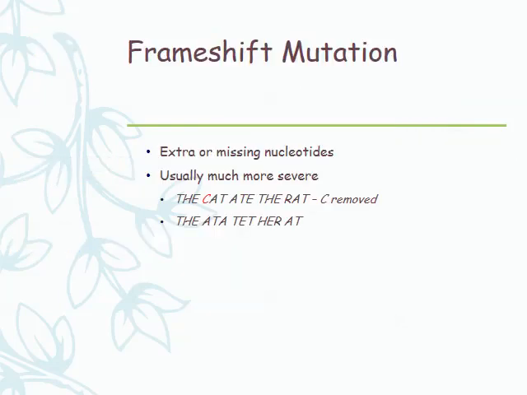More severe is a frame shift mutation. This is where a nucleotide is added or deleted. Look at the sentence, "The cat ate the rat." I'm kind of using some imaginary letters, but just think of the letter C as being a nucleotide that's removed. Now the sentence or the codons read, "The atta tat her at." So it's going to affect every amino acid down the line after this mutation has occurred.